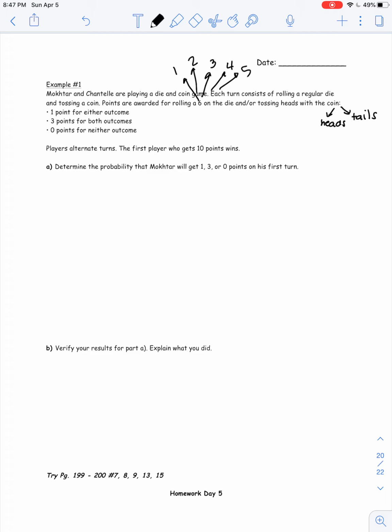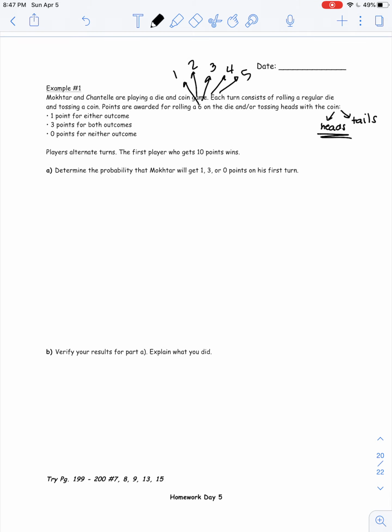So what we want to do is, they're telling us that in this game you get 1 point for either outcome, meaning you either roll a 6 on a die, or in this case, you toss a heads. So these are the outcomes we actually want. Oh, and then there's a 6 on a die. So those are the outcomes we want when we're actually doing this for us to get points. Any other outcome doesn't give us points.